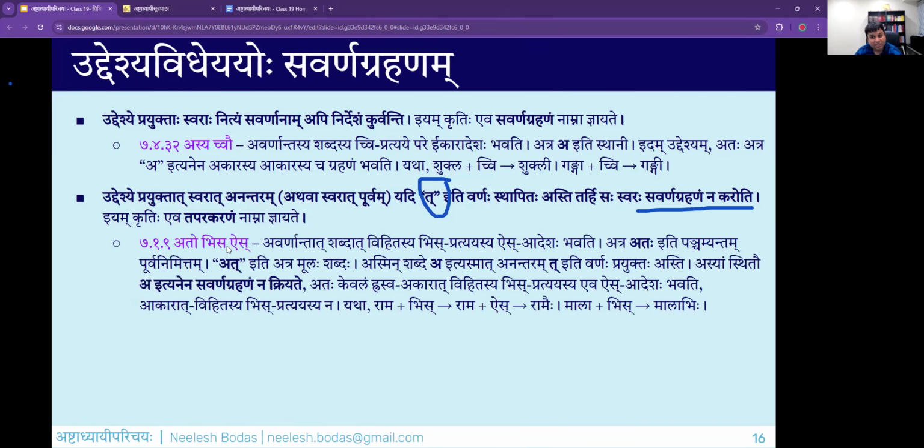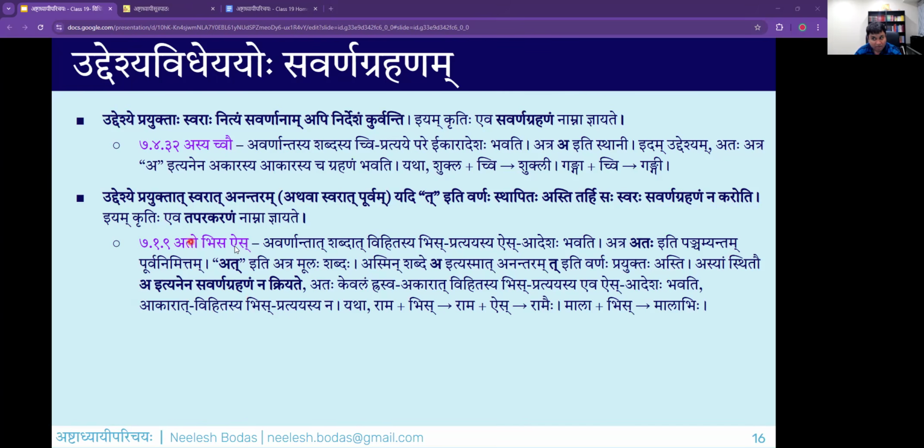So ato bhisais, this is a sutram in which you see this particular ato word present. So ato is the panchami, it is the purva nimitta. So ataha iti panchamyantam rupam asti. At is the moola word. अस्मिन् शब्दे अ इत्यस्मात् अनन्तरं त इति वर्णः स्थापितः अस्ति. अस्यां स्थितौ अ इत्यनेन सवर्णग्रहणं न क्रियते.